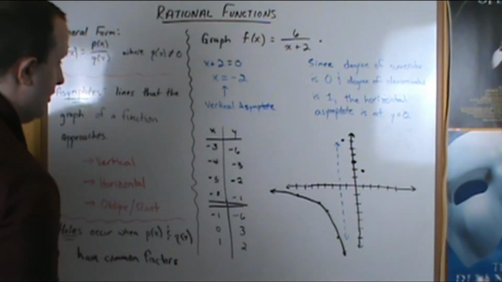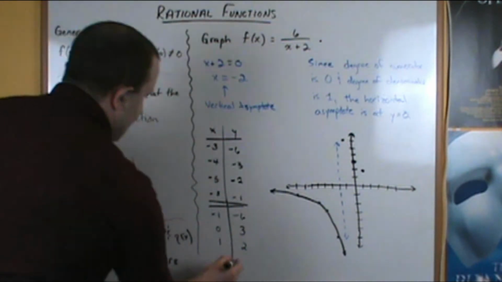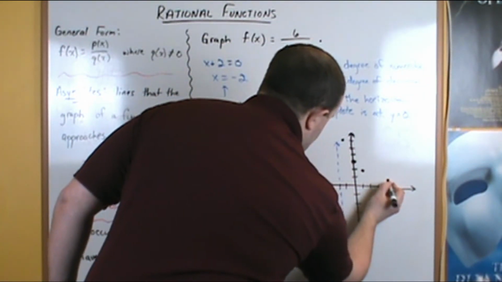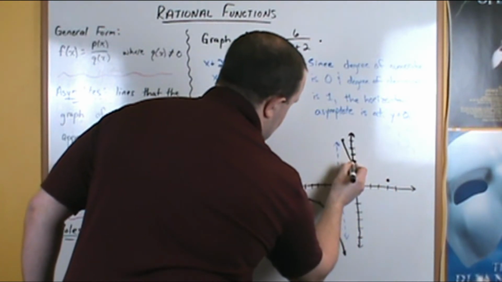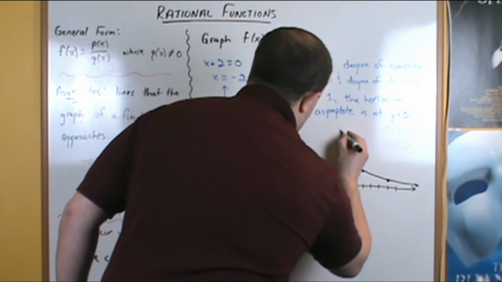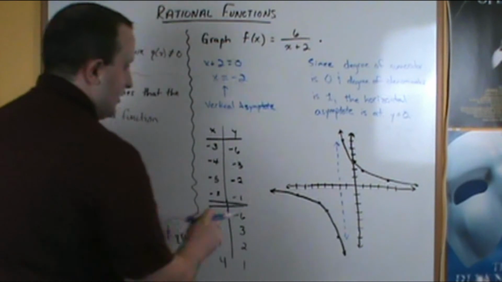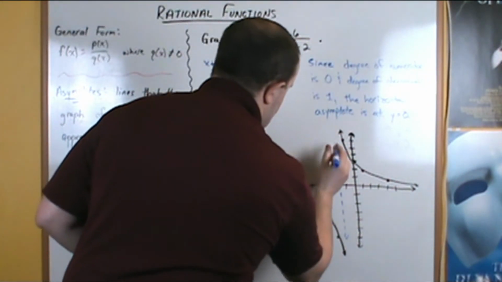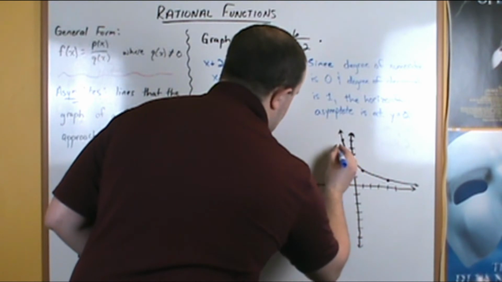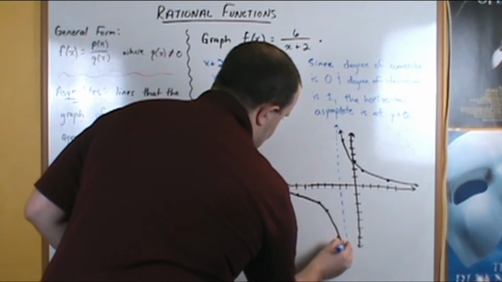Then if we pick 4 per se, we get 1, which is right here. Then we can connect these points as well. Now, the interesting thing here is these lines are graphs that we drew using the table of values.